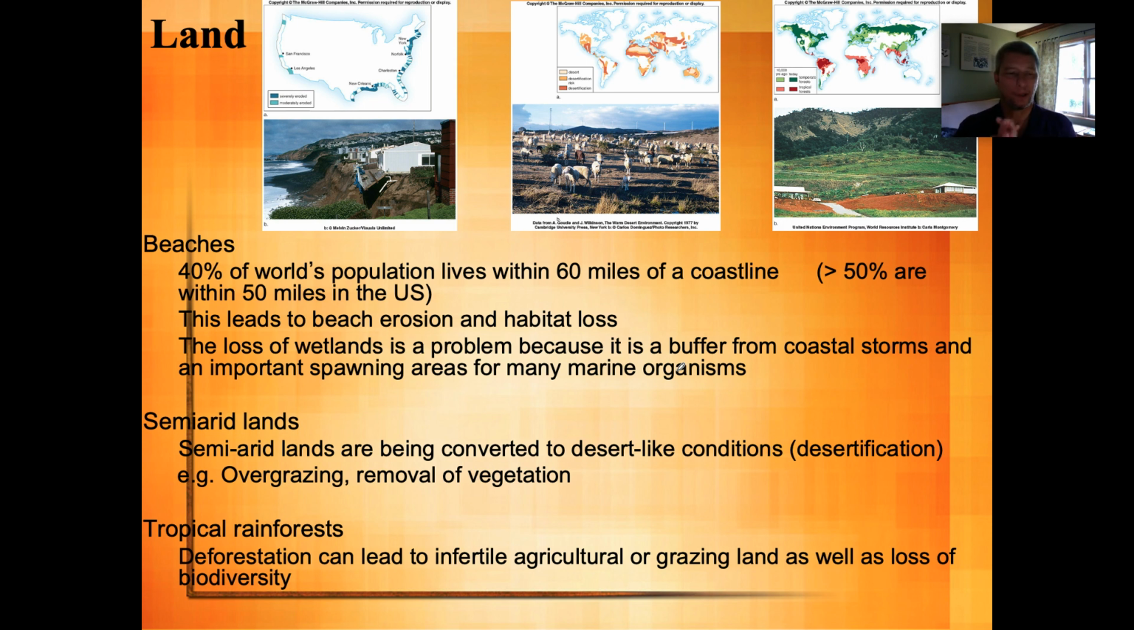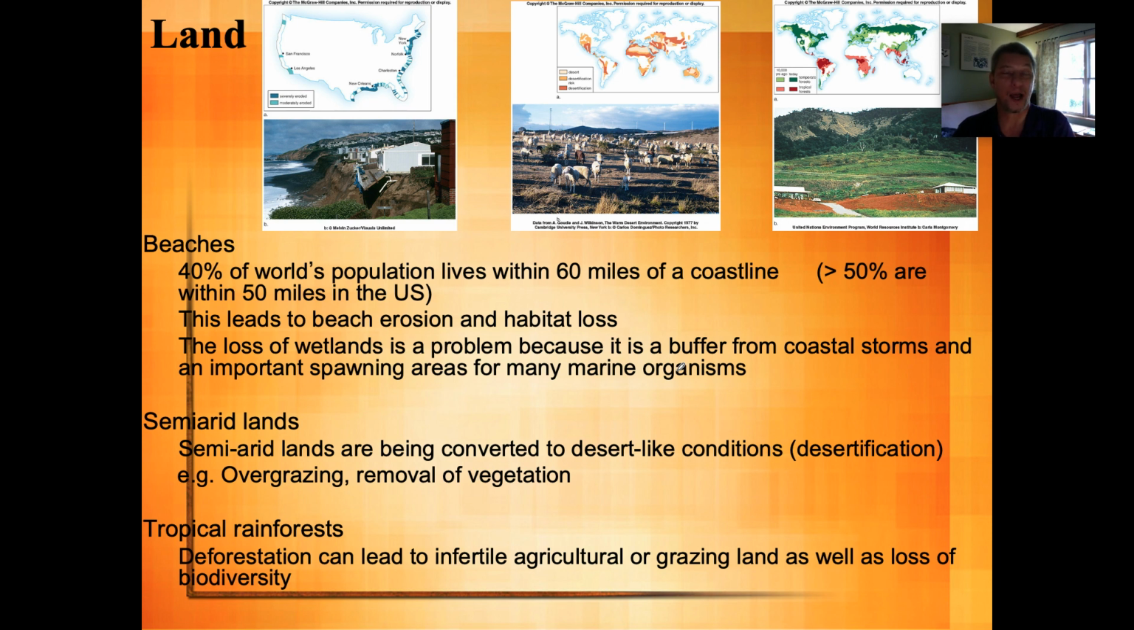Land comes in a couple of different types, but some of the things that I want to point out to you are beaches, semi-arid lands, and tropical rainforests. Now, beaches are a fascinating thing. It turns out that 40% of the world's population, now think about that, lives within 60 miles of a coastline, the edge of a continent somewhere. That means that the other 60% is spread out over the inland areas.